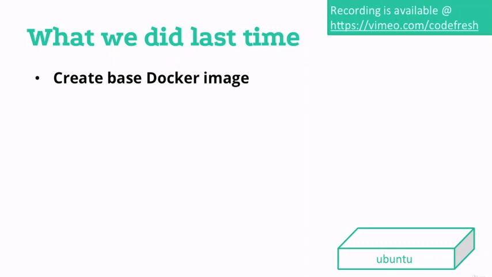So to recap what we did last time, and again the recording is available on vimeo.com/codefresh. We started by running an instance, a Docker container of Ubuntu that we created from the Ubuntu image, and then inside this container we manually installed Node.js. After we installed Node.js and saw that everything was working properly, we stepped out of this container and used the docker commit command to create a Docker image that includes Ubuntu and the Node.js installation.